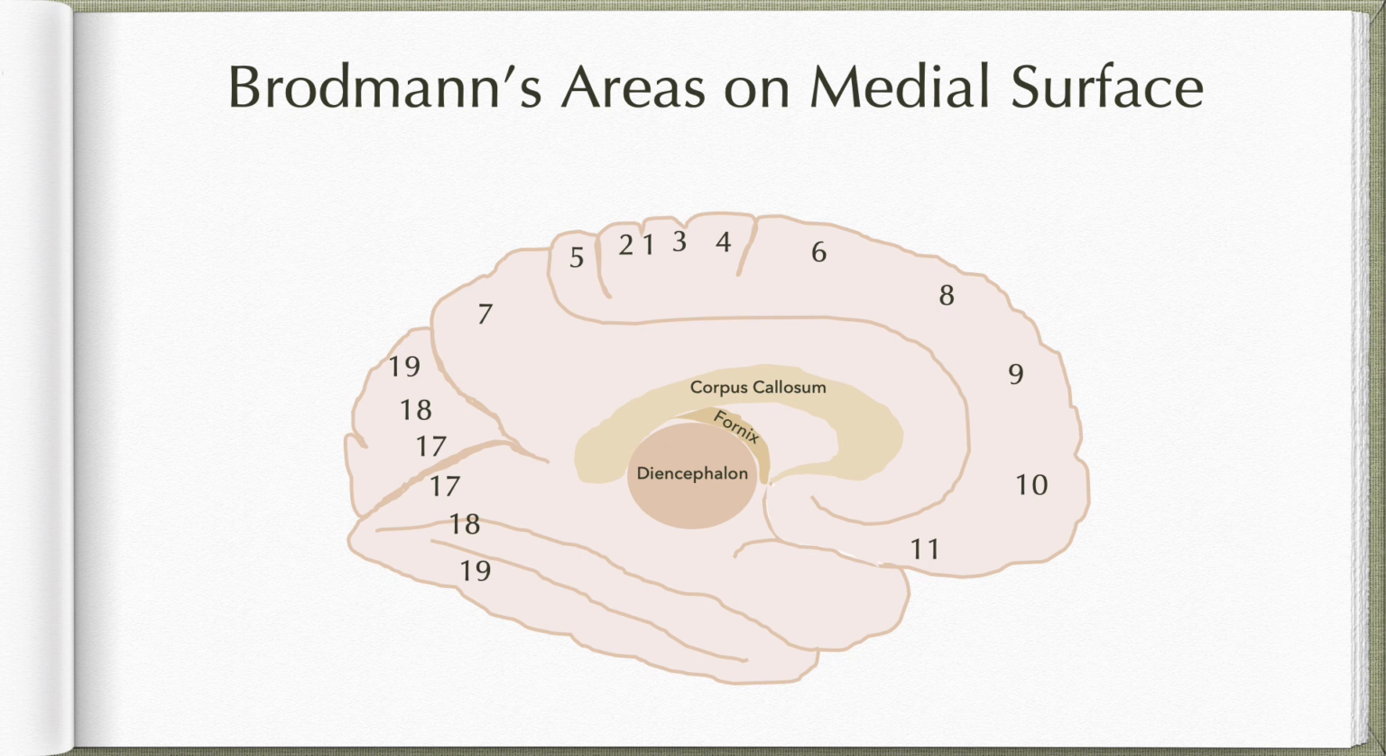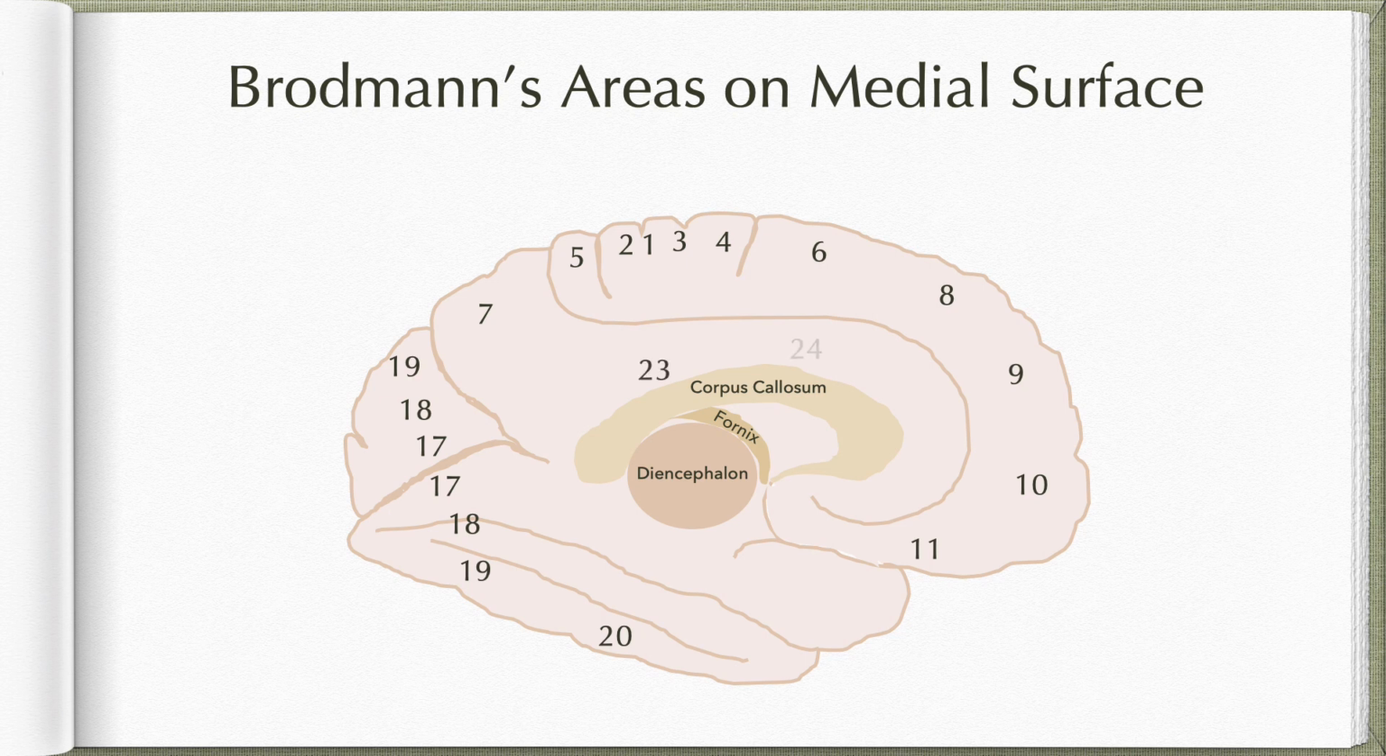Now these are the numbers which you need to remember. The rest I am showing, but you need not worry about memorizing that. So we do have area number 20 in the lateral occipitotemporal gyrus, or otherwise known as fusiform gyrus.